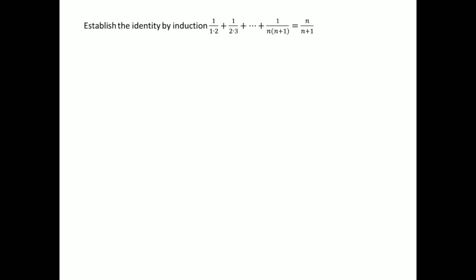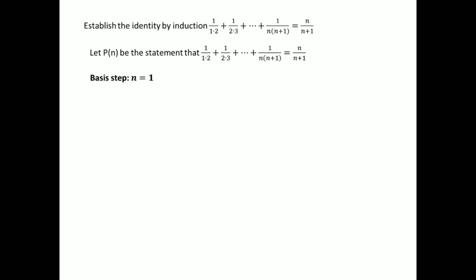To continue, we start by saying let Pn be the statement that I will repeat the same thing: 1 over 1 times 2 plus 1 over 2 times 3 plus dot dot dot plus 1 over n times n plus 1 equals n over n plus 1. Okay, so we start with the basis step.